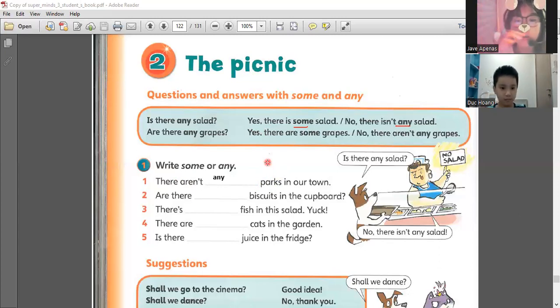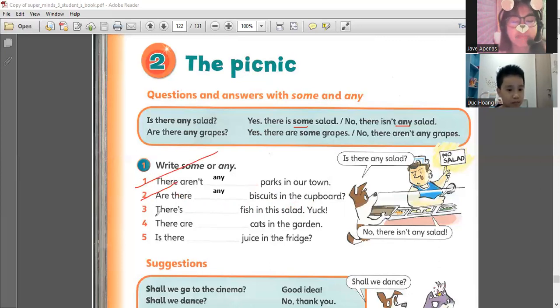Please read. Aren't any parks in our town. Yes, there aren't any parks in our town. Are there any biscuits? Any biscuits in the cupboard. Okay, correct. Any is correct.